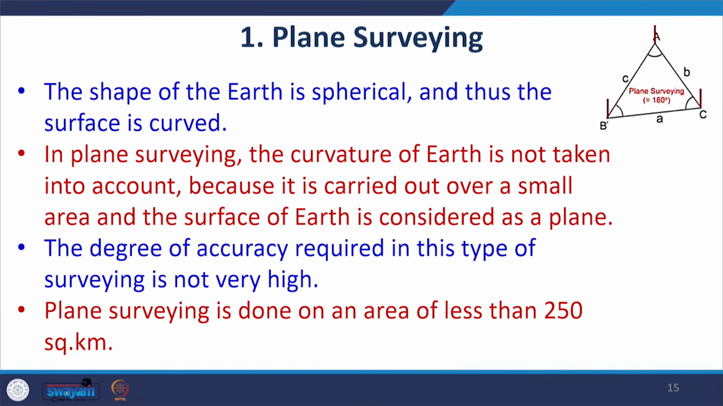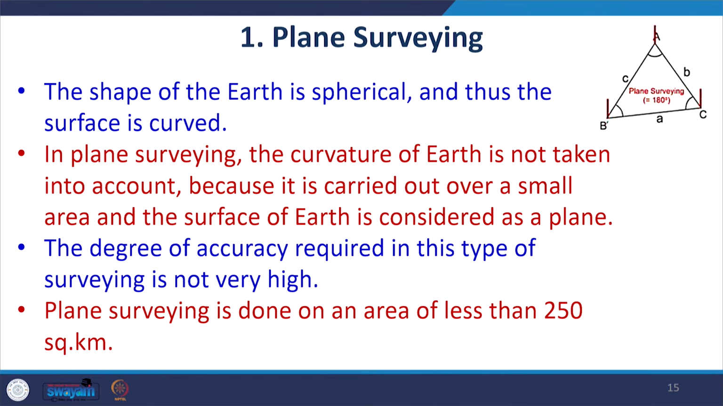In plane surveying, as the name suggests, we know that the shape of the earth is spherical and the earth surface is curved, it is undulating. But in plane surveying, because the area covered is small, we neglect the curvature of the earth. We do not take the curvature of the earth into our computation, in our corrections, and we consider that the earth surface is a plane or flat. So we do not take into account the shape of the earth in this direction.